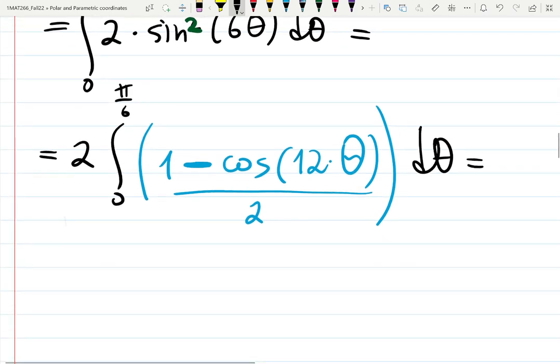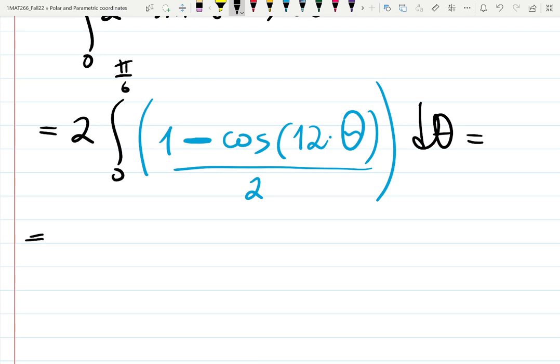Finally, we can finish after this. We had this example before. 2 now nicely cancels out with 1/2. And we end up with the integral of 1. I will skip steps right away. The integral of 1 is just theta.